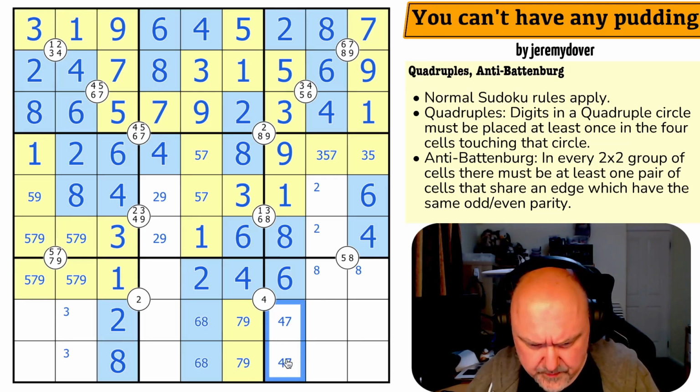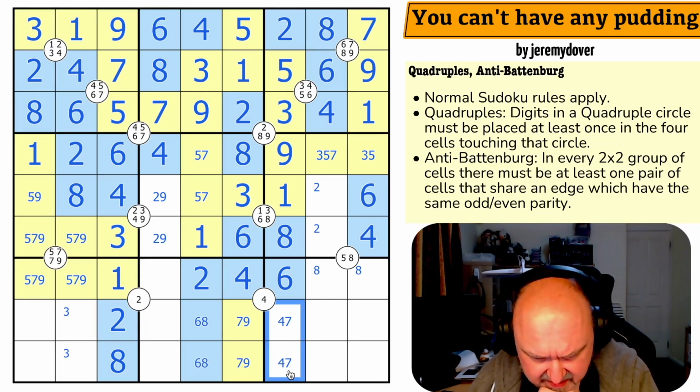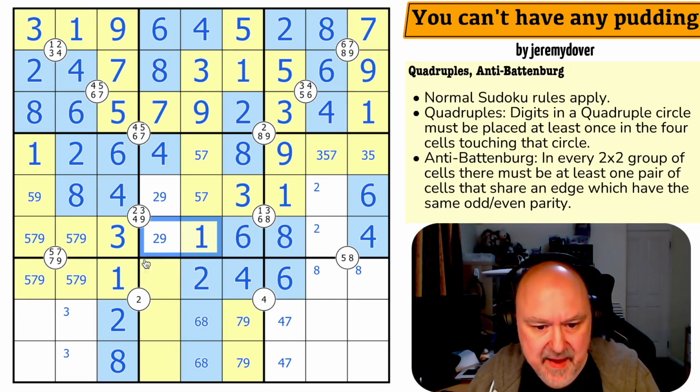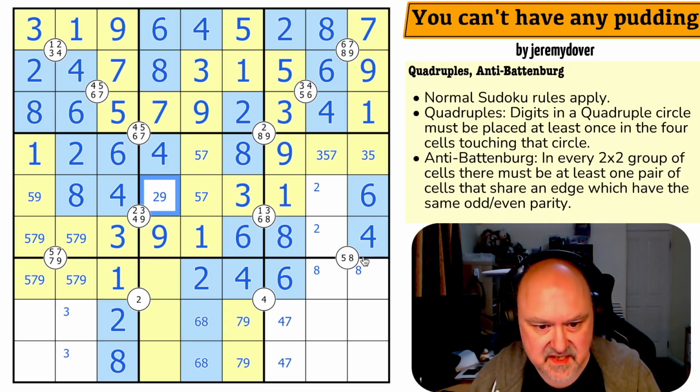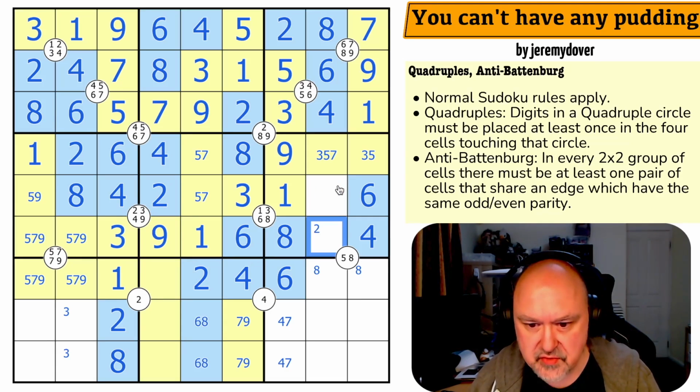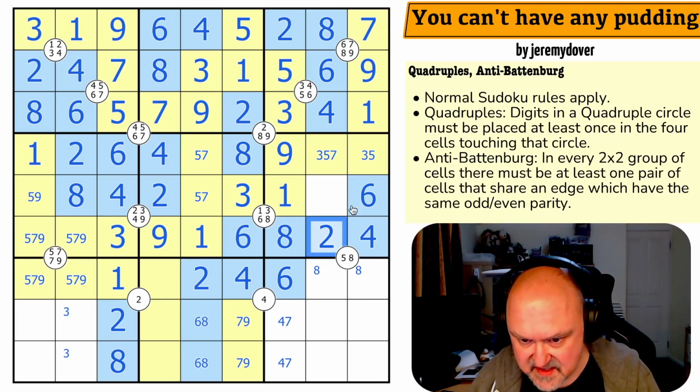This is a 4-7 pair, but I'm not sure how that resolves yet. Hang on, that's all 4 evens. These are all odd. And that's risking a Battenburg there. If that was even, that would be a Battenburg pattern. That is odd. So that's the 9. That's the 2, which is even. This is not the 2. This is the 2, which is even. This is odd.